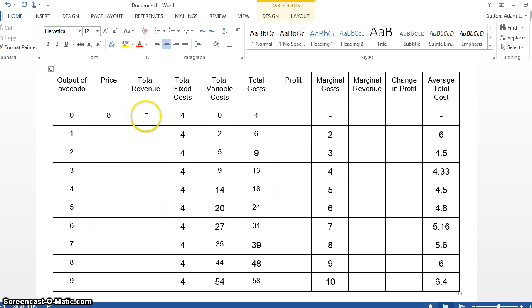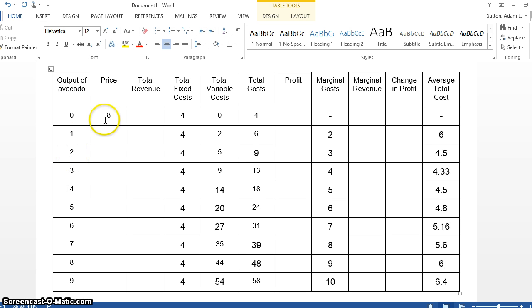I want you to think about when you sell, say, 4 avocados. How would you figure out the revenue that comes from selling 4 avocados? What would you need to know to figure out your total revenue? Well, your total revenue is the dollar amount that you bring in from selling 4 avocados. You bring in whatever the price of an avocado is times 4. The question is, what's the price of an avocado?